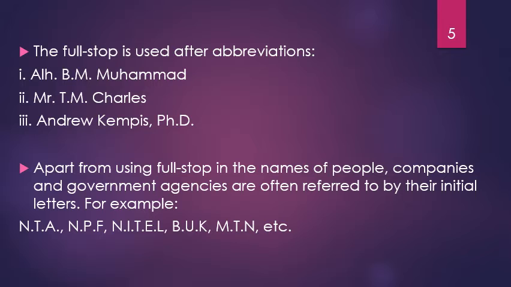Apart from using full stop in the names of people, companies and government agencies are often referred to by their initial letters. For example, we have N.T.A., N.P.F., N.I.T.E.L., B.U.K., M.T.N. All these require full stops after each letter to show that they are abbreviated.